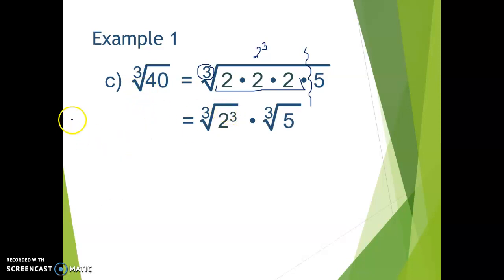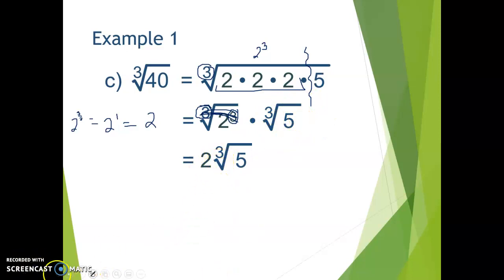Now, just like before, 2 cubed with an index of 3, if we were to write that as a base and exponent, would look like this. And 3 over 3 is 1. So it's 2 to the first power, which is just 2. Or we can remember that the index cancels the exponent if they are the same. So the cubed index and the cubed exponent cancel each other out. So we're going to be left with 2 times the cubed root of 5. 5 does not have any factors that are perfect cubes. So 2 cubed root of 5.